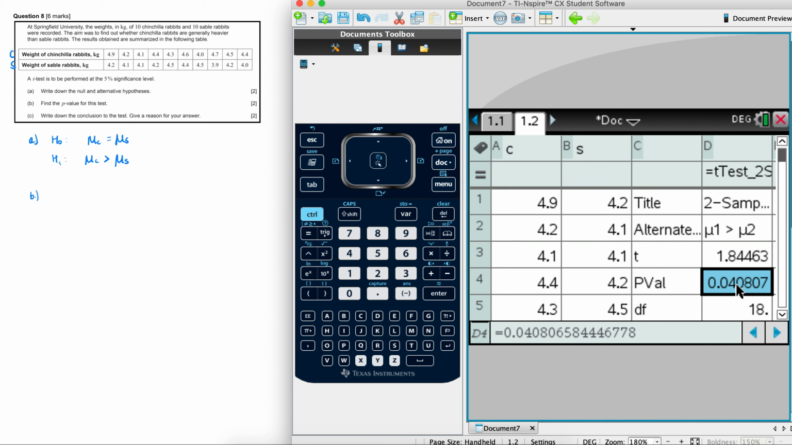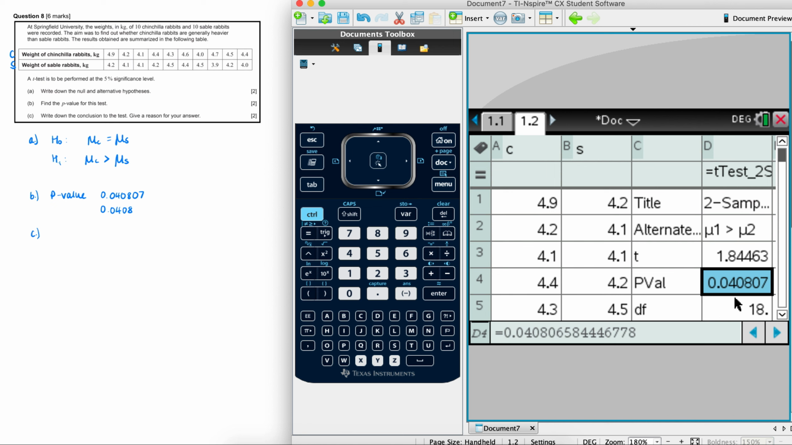So the question's asking for the p-value. So the p-value there is going to be 0.04087, or to three significant figures, 0.0409. Okay, and then part C is to write down a conclusion of the test.